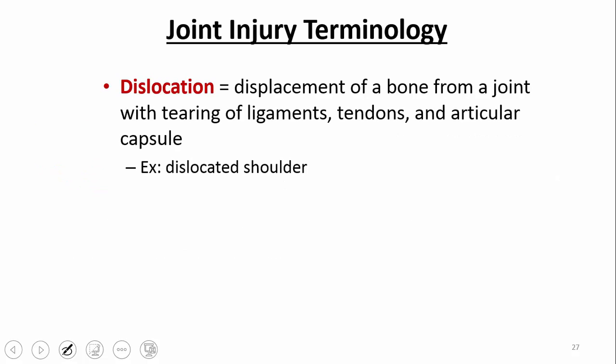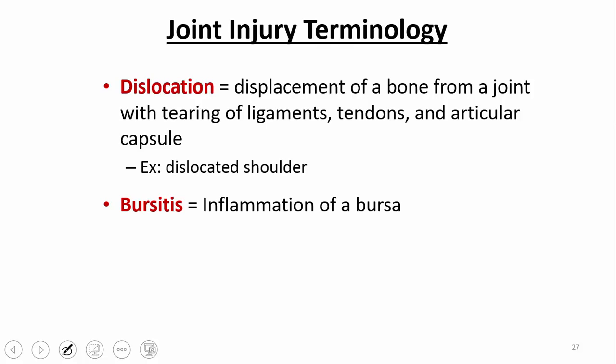Some more joint injury terminology we want to talk about. There's a dislocation, and this is the displacement of a bone from a joint. It's usually accompanied with tearing of ligaments, tendons, the articular capsule itself. An example is dislocating your shoulder. Happens all the time in football, all the time in basketball.